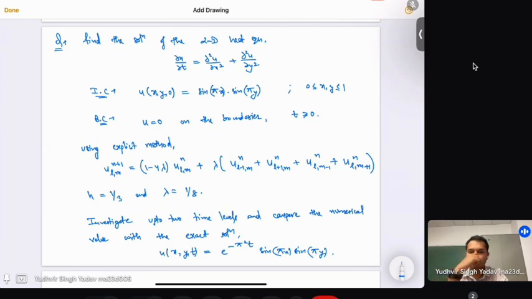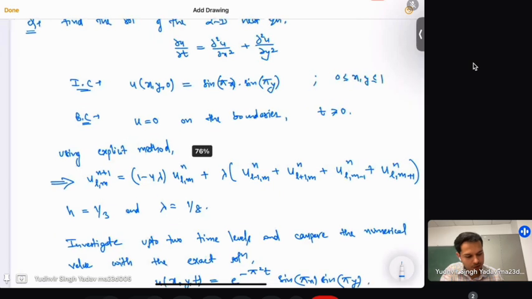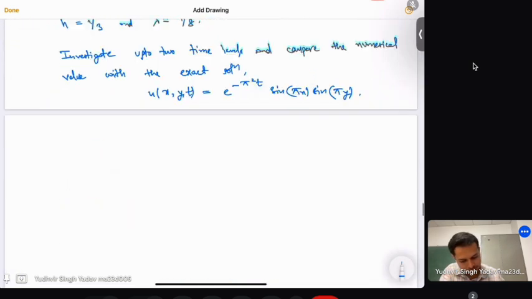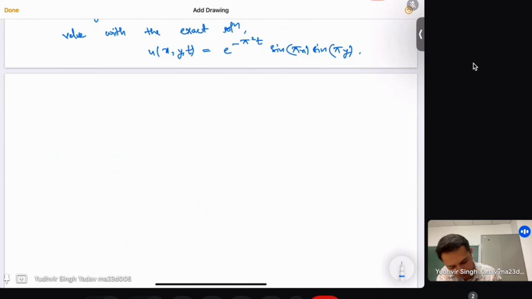So in this, we have to use the given explicit method with the given step size and the value of lambda, and we have to solve up to 2 time levels and compare the numerical solution with the given exact solution, to see how close we have obtained the solution. It will also represent the accuracy of the given explicit scheme. So now we will see the solution for this.